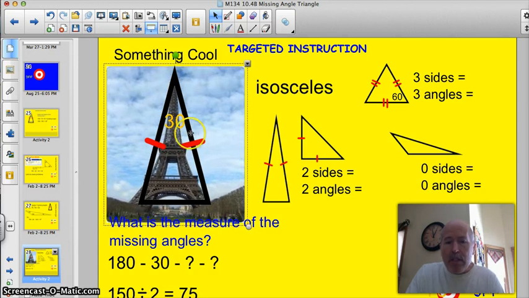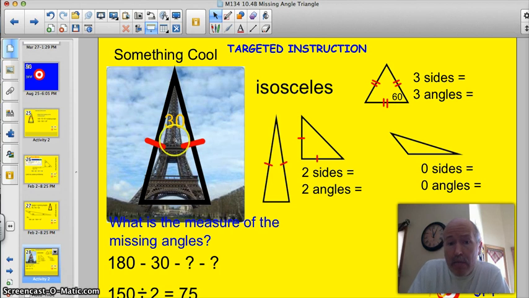You have this 30 degree angle here, but you also have these little hash marks that tell me that this side and this side are the same length. Well, when you have an isosceles triangle, you only need to know one angle, really, because two of the angles will be the same.